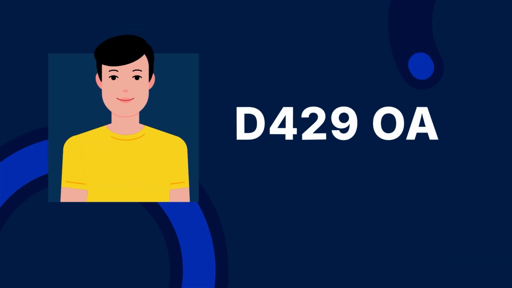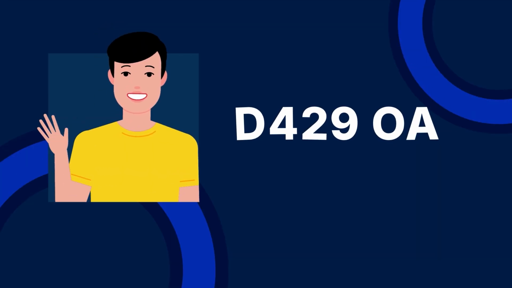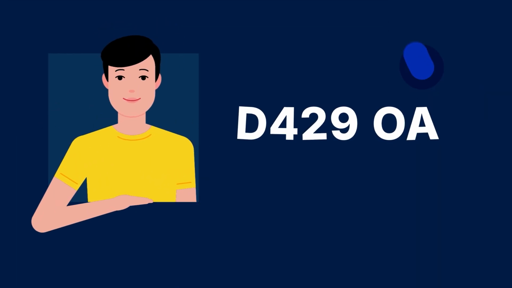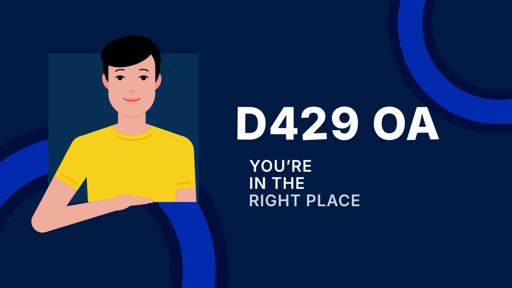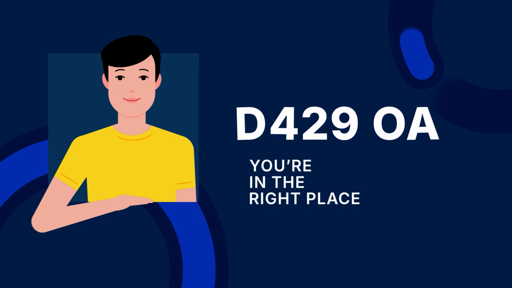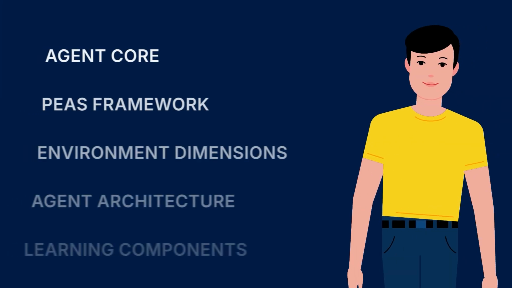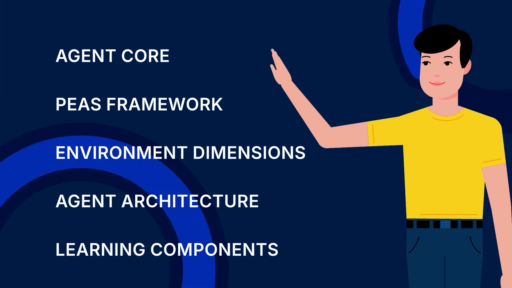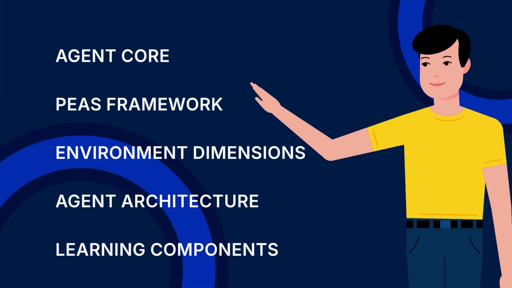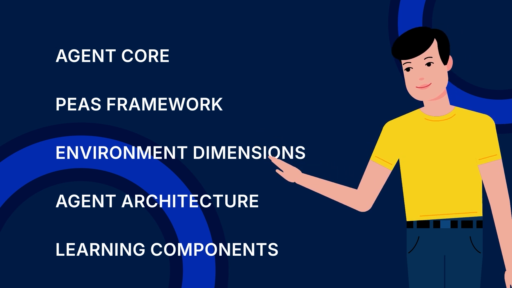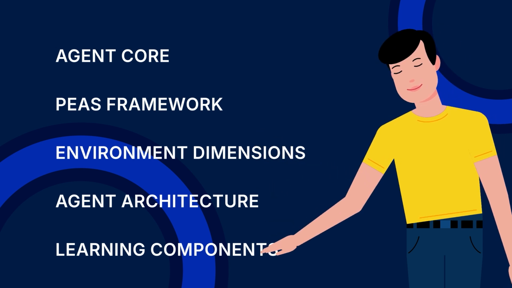Hello, and welcome to your ultimate guide for the D429 OA, Introduction to AI for Computer Scientists course. My goal today is simple: give you everything you need to fully understand the key concepts, master them, and walk into your D429 OA exam with total confidence. In this video, we'll cover Agent Core, PEAS framework, environment dimensions, agent architecture, learning components.